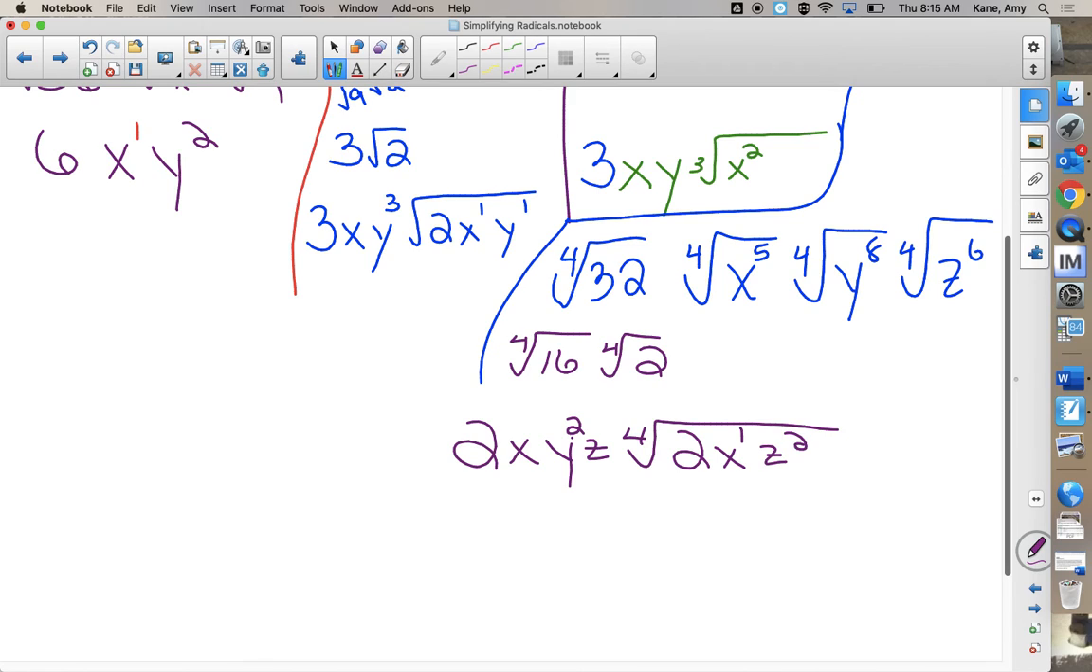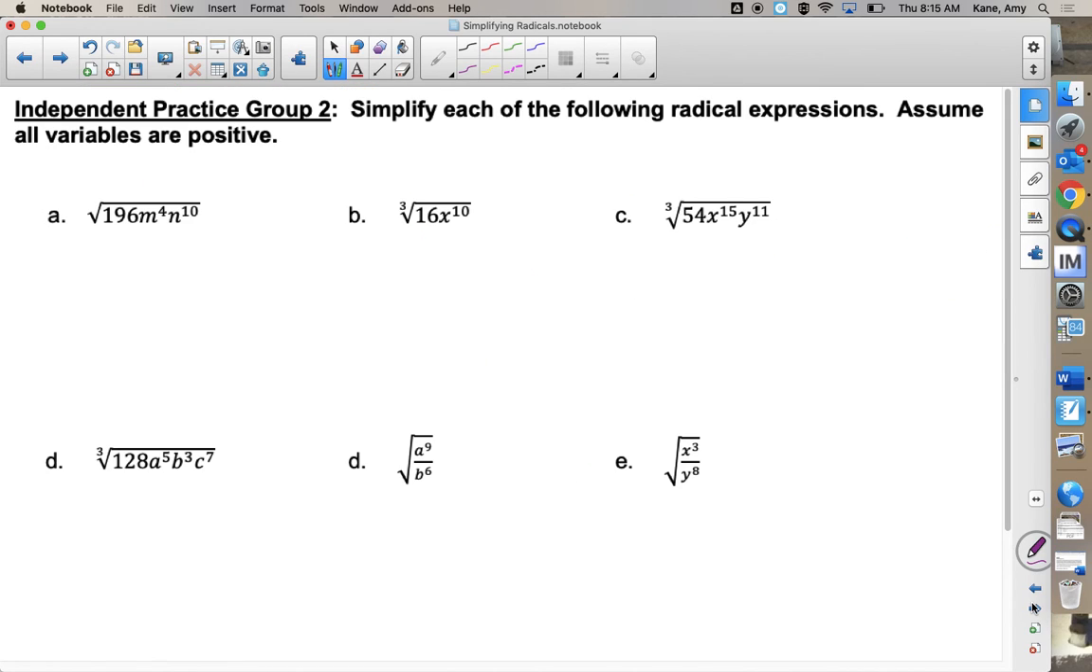Questions? See if we can do one more down here. Why don't we just do the first? Now let's do letter C. Letter C looks pretty nice. Cube root of 54, cube root of x to the 15, cube root of y to the 11.